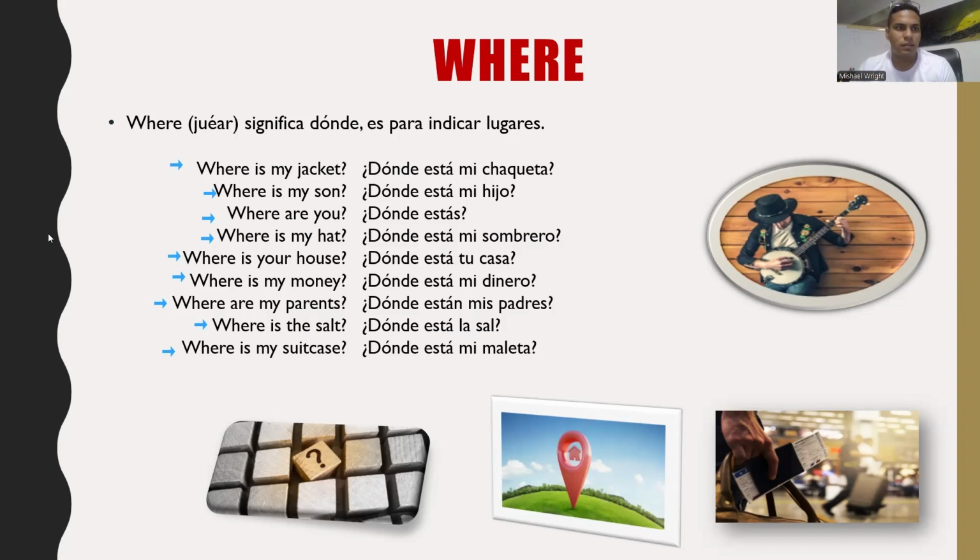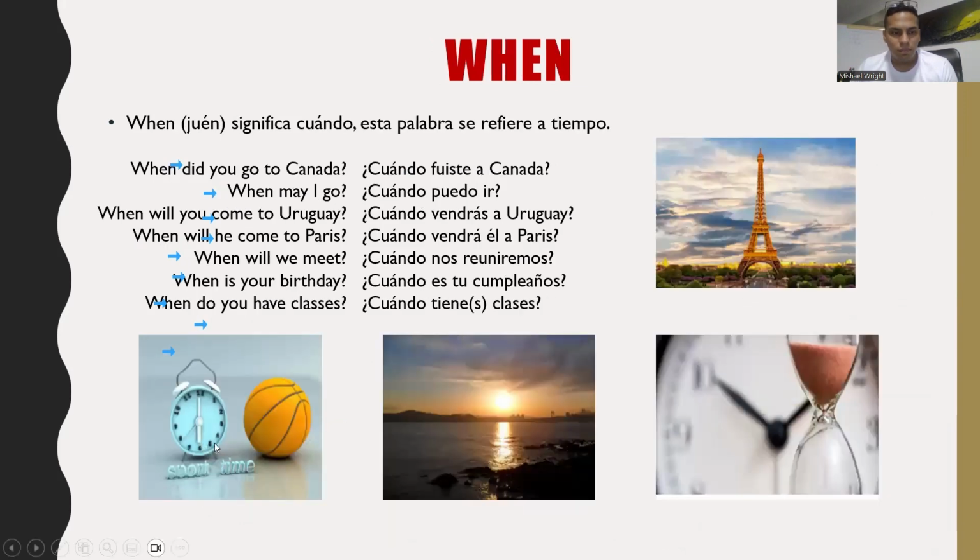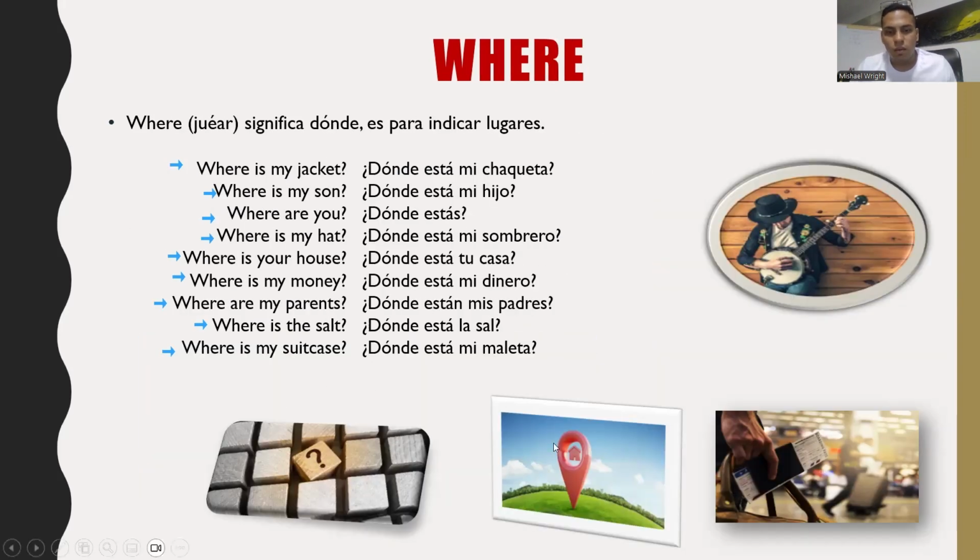So let's try to ask questions with this. ¿Dónde está el cuadrado? El cuadrado, squared. So you say, where is squared? ¿Dónde estás tú? Where are you? ¿Dónde está mi tiquete? Where is my ticket?